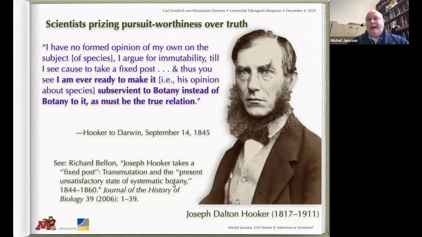My friend Rich Bellin, an expert on Darwin and the history of science in Victorian England, pointed me to this quote by Darwin's friend Hooker, where Hooker says, "I have no formed opinion of my own on the subject, the species. I argue for immutability till I see cause to take a fixed post. And thus you see I'm ever ready to make my opinion about species subservient to botany instead of botany to it, as must be the true relation." So to translate the Victorian prose for you, what Hooker is saying is: I'm not doing botany to provide proof for the theory of evolution. No, I'm adopting evolution because it allows me to do better botany.